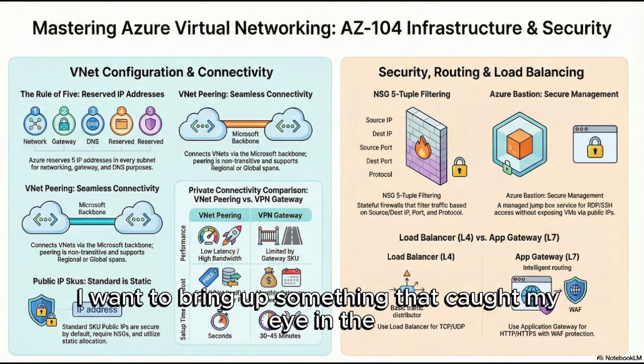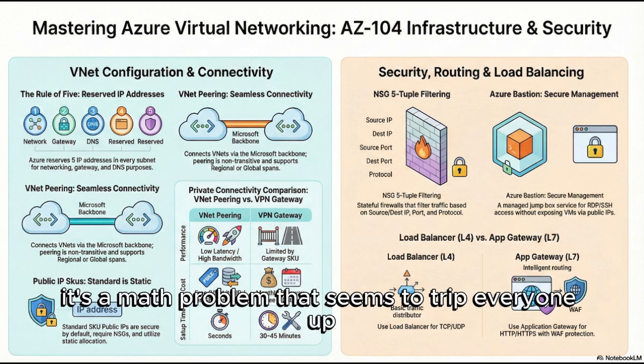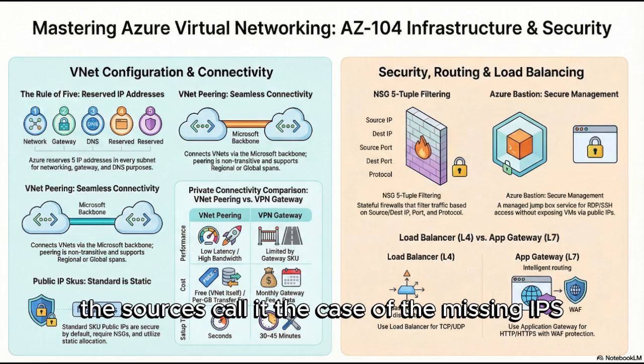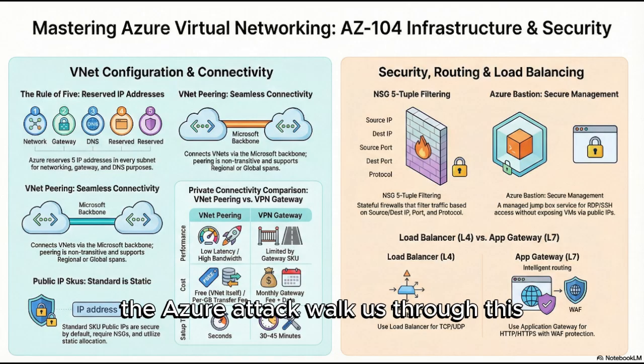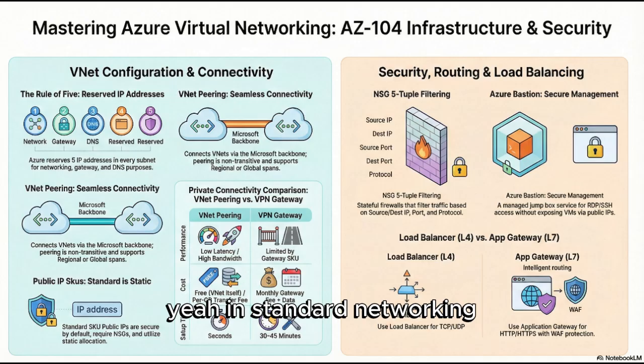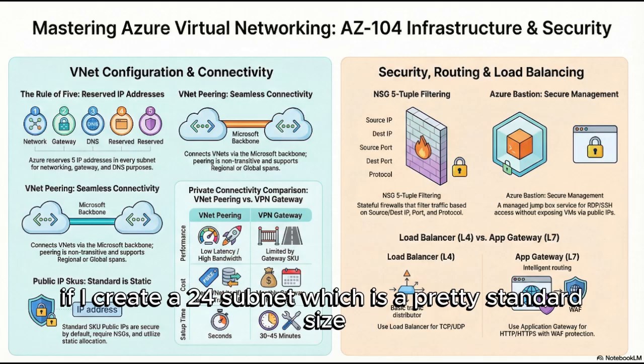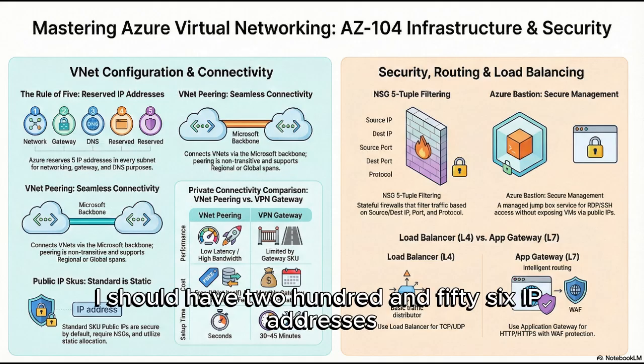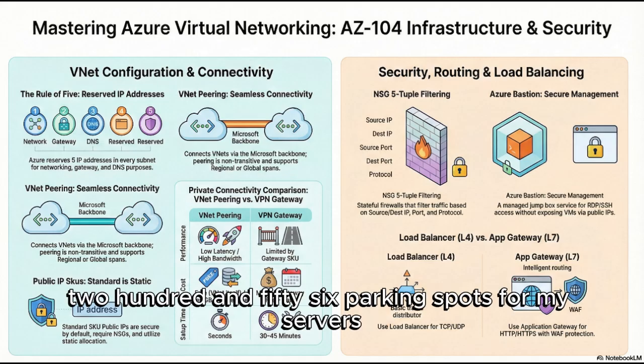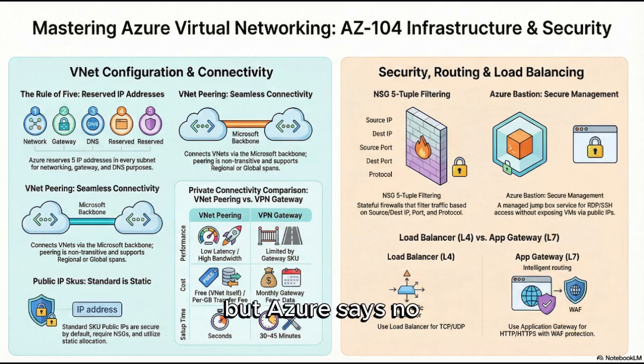Got it. Now, I want to bring up something that caught my eye in the exam prep notes. It's a math problem that seems to trip everyone up. The sources call it the case of the missing IPs. The Azure tax. Walk us through this. Yeah. In standard networking, if I create a /24 subnet, which is a pretty standard size, the math says I should have 256 IP addresses. Right. 256 parking spots for my servers. But Azure says, no, you actually only have 251. Where did the other 5 go?